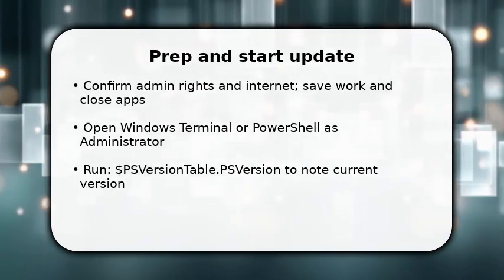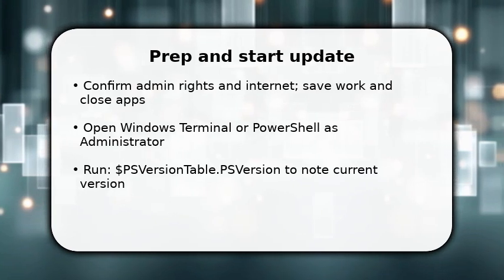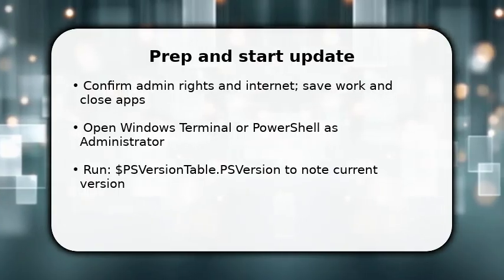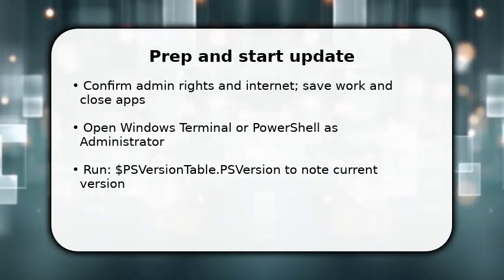Next, make sure winget is available. Type winget --version. If it returns, you're ready to install the newer PowerShell package. You will use winget because it handles updates cleanly.